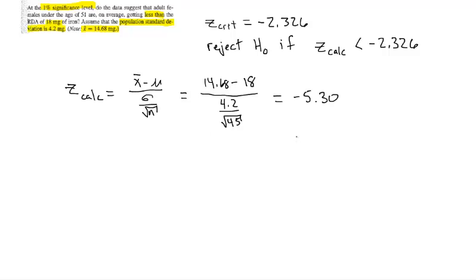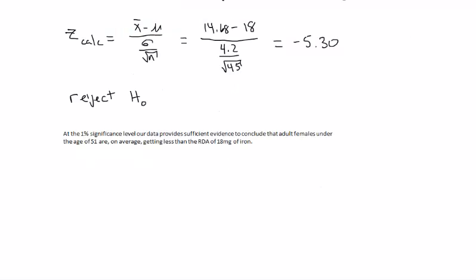And the next step is to decide if we're going to reject our null hypothesis or we're going to fail to reject it. Well, here we said we were going to reject our null hypothesis if z calc was less than negative 2.326, and our z calc was negative 5.3. So we're going to reject H naught, and now we need to write a conclusion statement. And my conclusion for this problem is going to be, at the 1% significance level, our data provides sufficient evidence to conclude that adult females under the age of 51 are, on average, getting less than the RDA of 18 milligrams of iron. And you might also be asked to find a p-value.